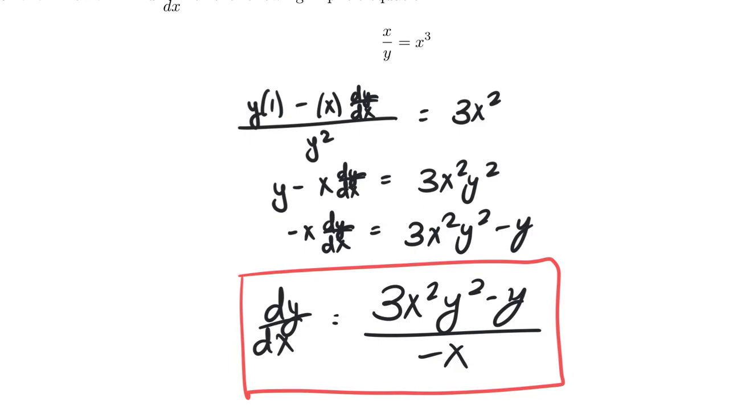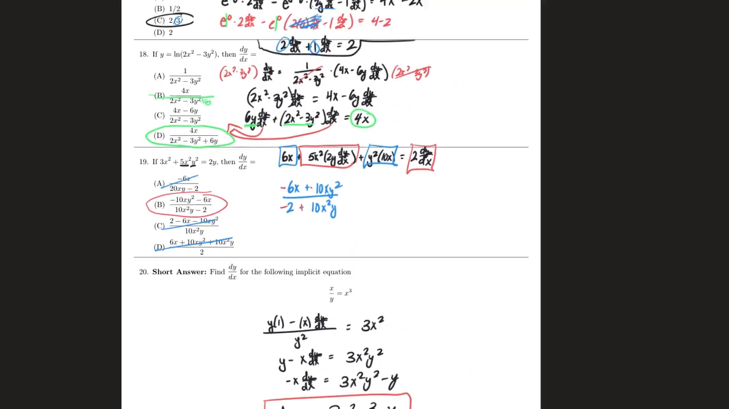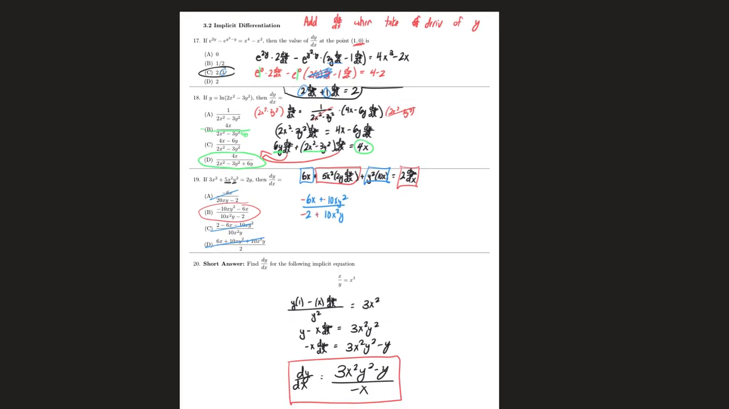All right, and you can see all the implicit problems take a little bit of work because you're doing a lot of individual derivatives, and then you're combining things and moving things around. But as long as you're careful with your notation, you kind of follow where each piece is going, you should be able to get to the final answer.